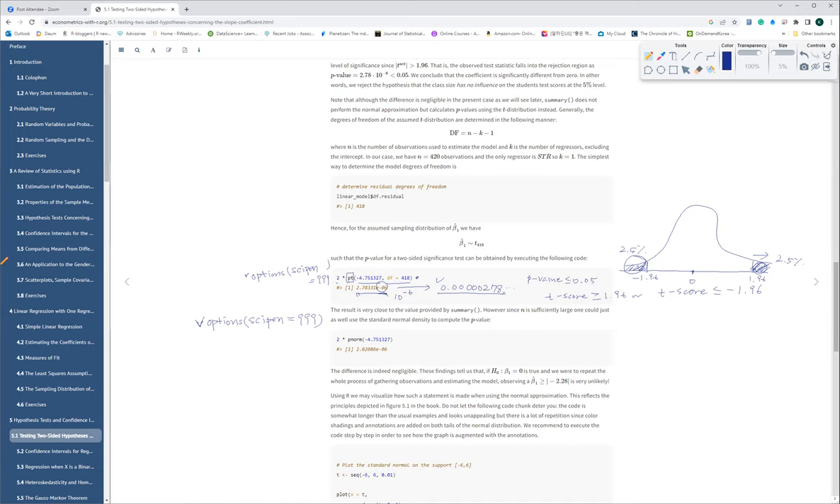And you can also do the same thing by using the pnorm function, the probability of the standard normal distribution, and then multiply by 2, because this one only calculates the one-side p-value. So we have to multiply by 2. Same thing for the pt function, and pnorm in this case only calculates the one-side p-value. So we have to multiply by 2.